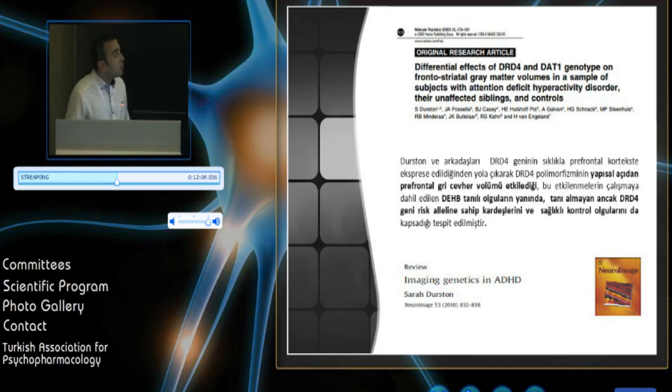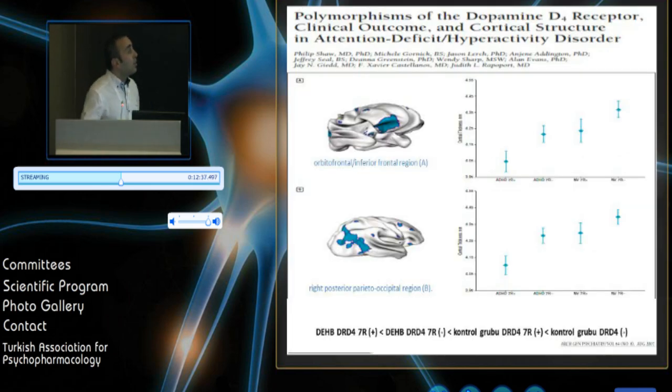Imaging genetic studies, which are increasing in number these years, are giving us very important information. The sampling groups with this disorder and the control group composed of their healthy siblings show that prefrontal gray matter volume is affected in that group of patients. And at the same time, even in healthy controls, we see a similar effect in siblings, although they do not have this disorder.